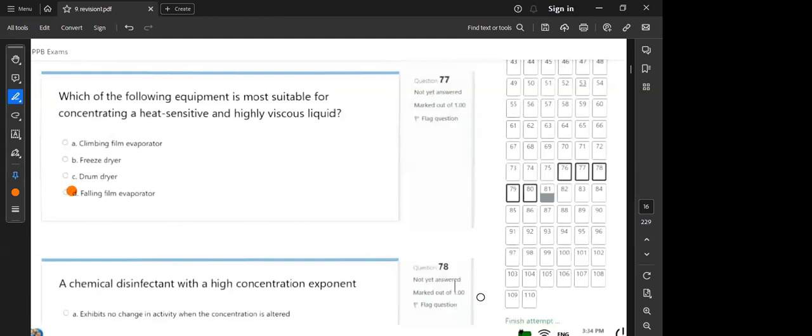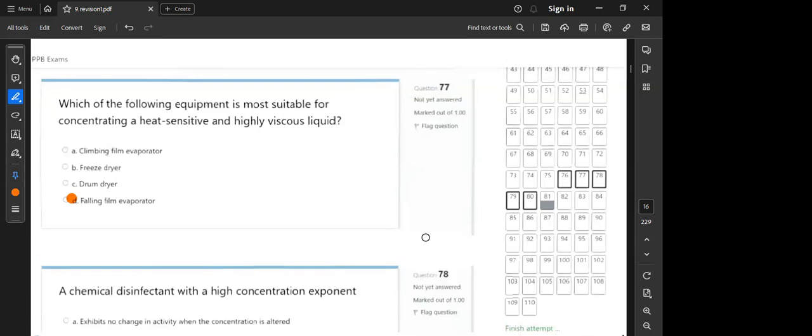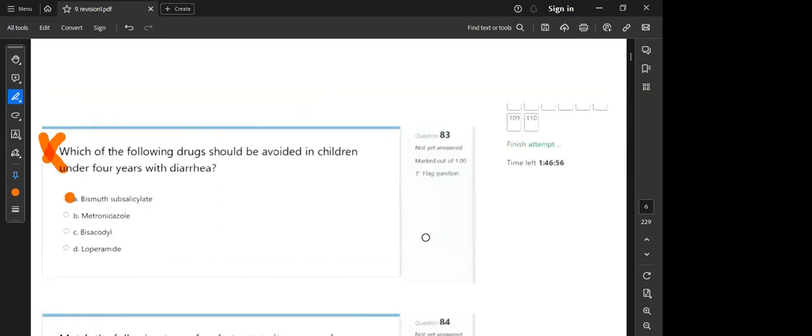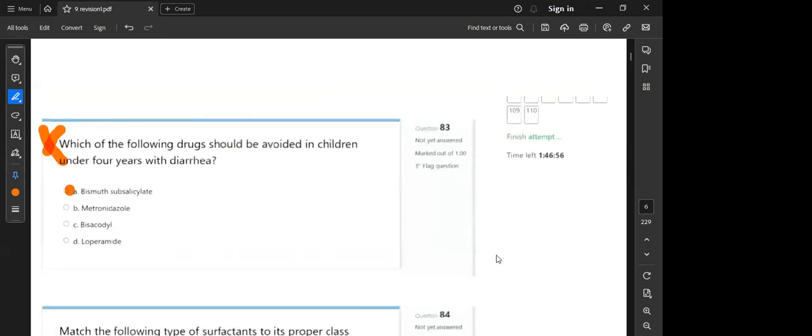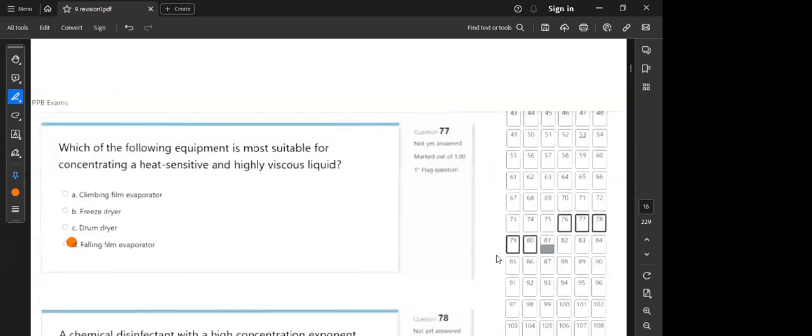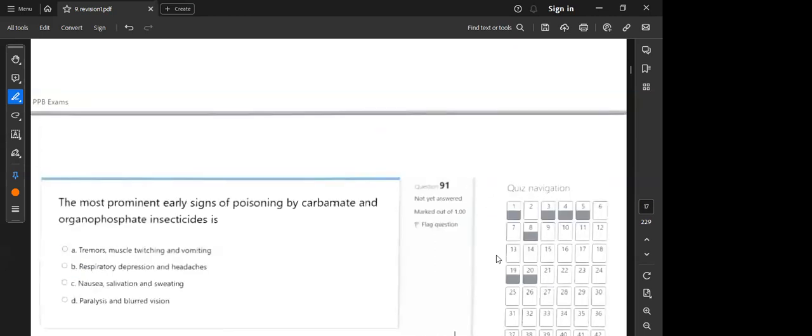I don't even know which question 83 is. Shina, what did you go with for question 83? What was the question? Oh, bismuth. Okay. People argued between bismuth and bisacodyl. Their question was, why would you be giving it for diarrhea then? Okay.